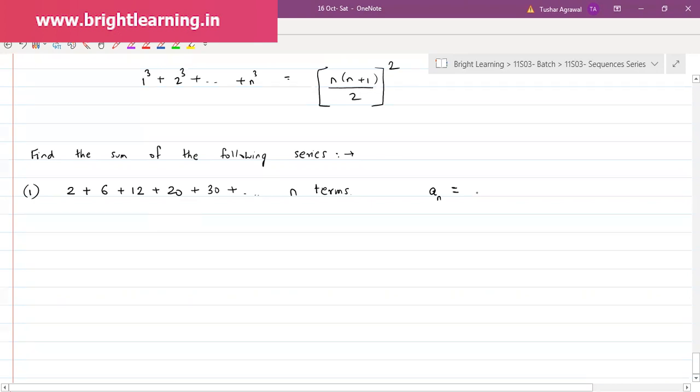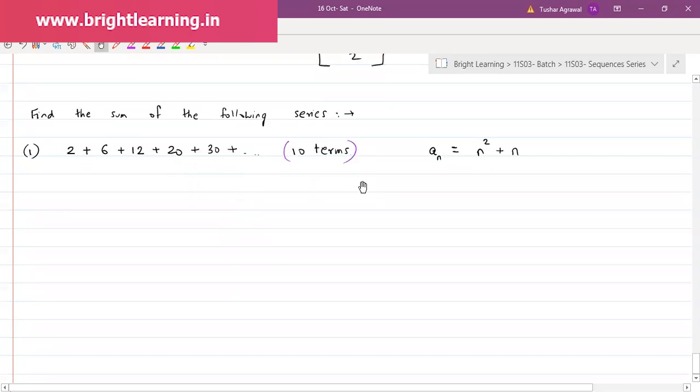The pattern of the nth term is n square plus n. Or let's say here we will start with up to 10 terms. Now see, here I have given you a ready-made pattern. First term, 1 square plus 1 is 2. Second term, put n equal to 2, 2 square plus 2 is 6. Third term, 12 and so on. Clear, everyone?